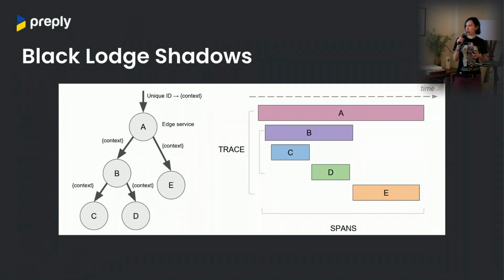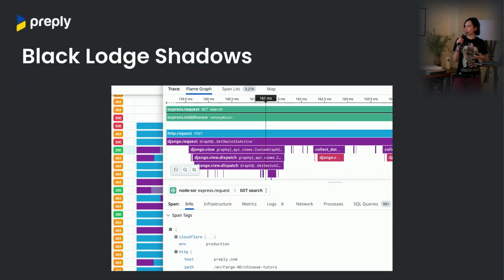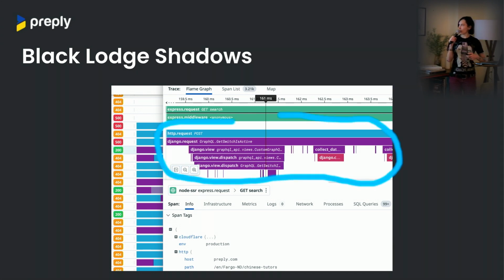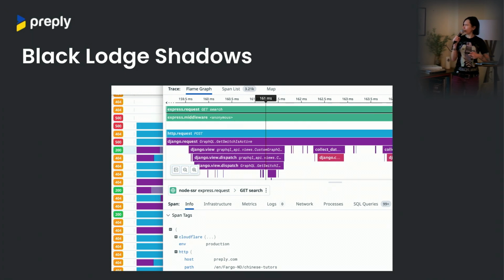All right. So this is how it typically looks in theory, and this is how it looks in Datadog, the tool we use, as the previous speaker mentioned. You can see those spans of a single trace. They form this flame graph.